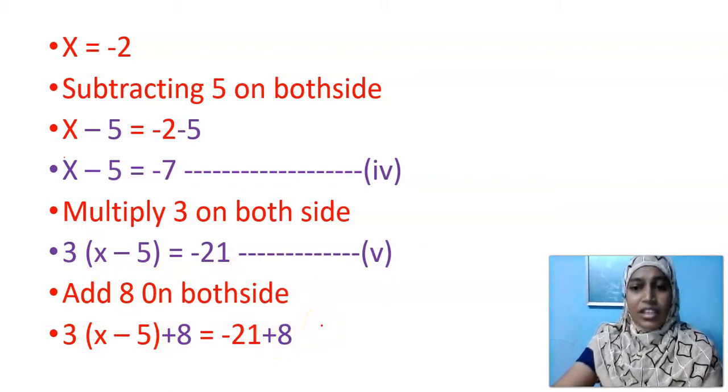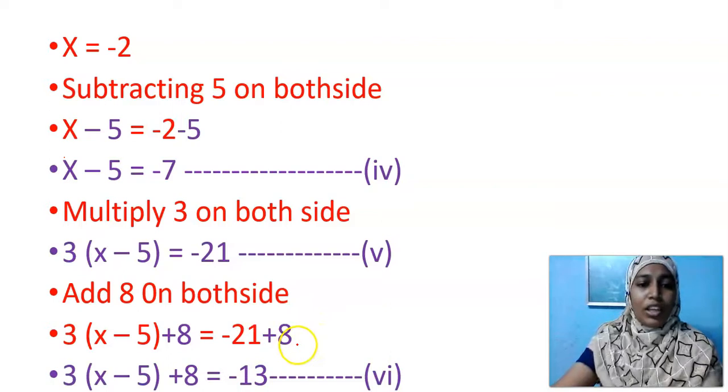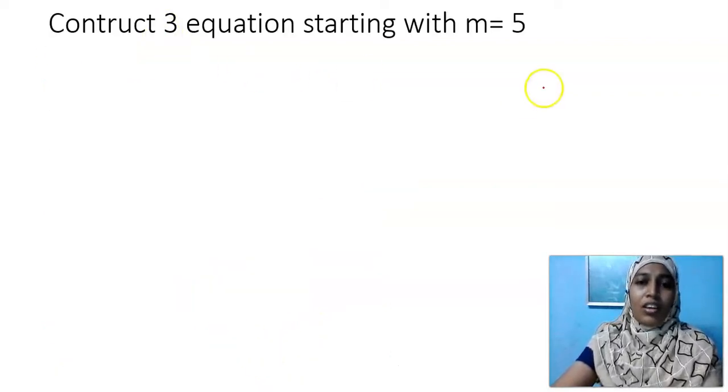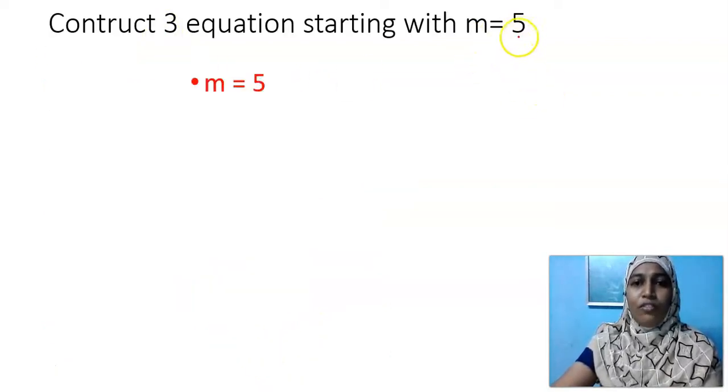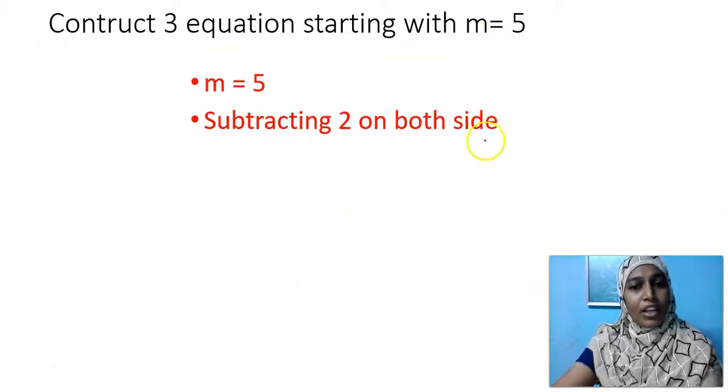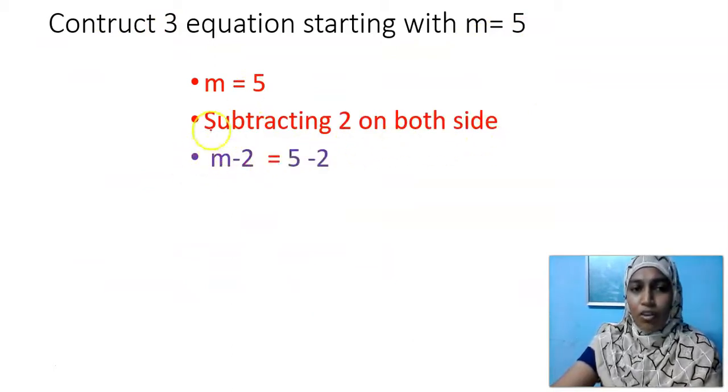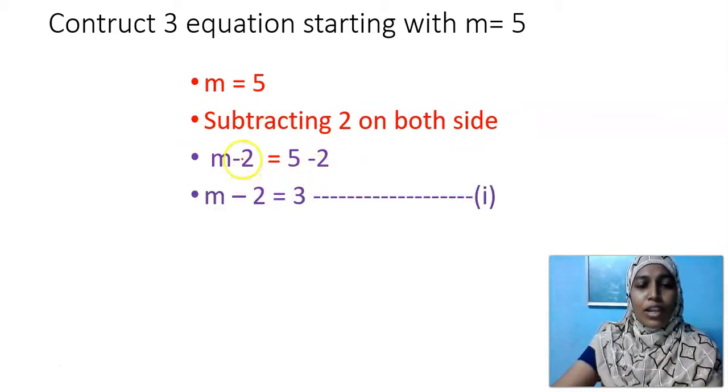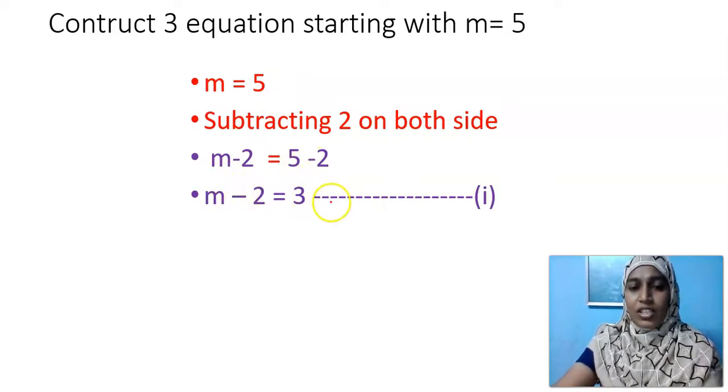And finally, let's have one more solution and let us construct 3 more equations. Okay, I am starting with m is equal to 5. I am subtracting 2 on both sides. So what will I get? M minus 2, 5 minus 2. M minus 2, this I cannot subtract, so I write as it is. 5 minus 2 is 3. This is my first equation.